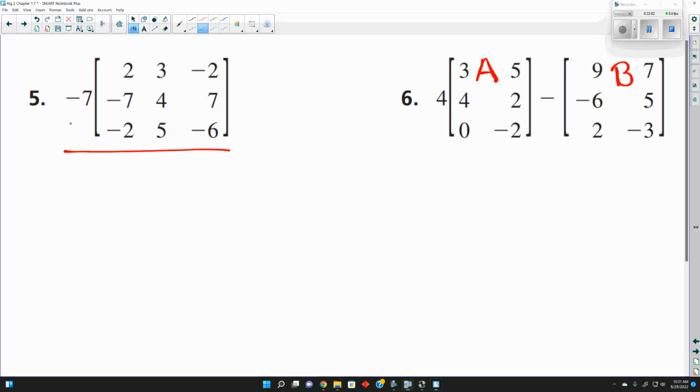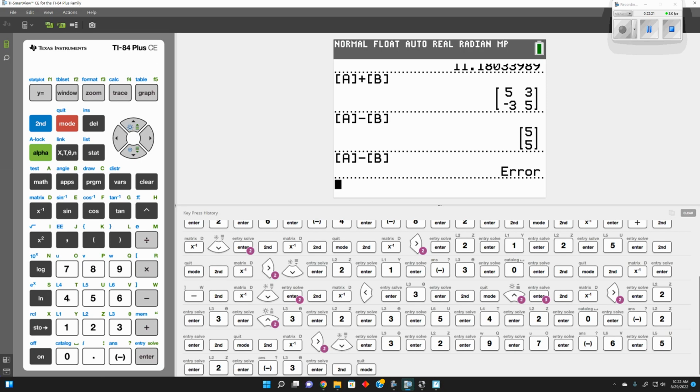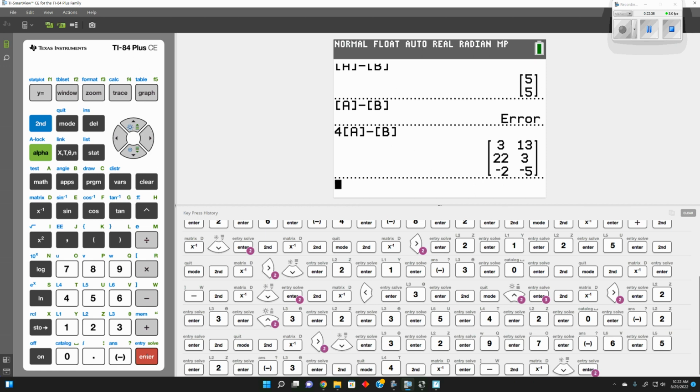So I'm going to go back to this slide here. So what are we saying? We're taking 4 times matrix A, yes? Because we plug matrix A, that first one in is A. So we're saying we're multiplying it by 4 and then what? Subtracting B from it, yes? This is how we're going to plug it in. So in the calculator, we can start off by saying 4, second matrix A, minus second matrix B, and then hit enter. And that's the answer.